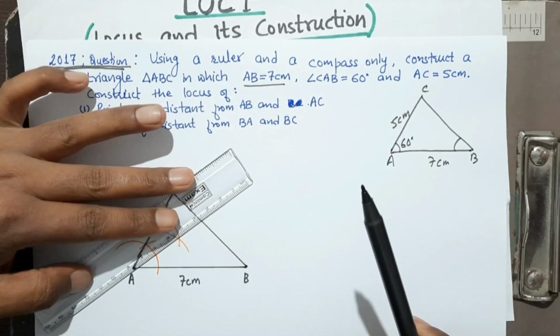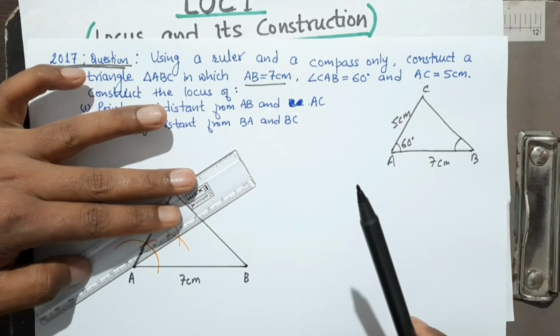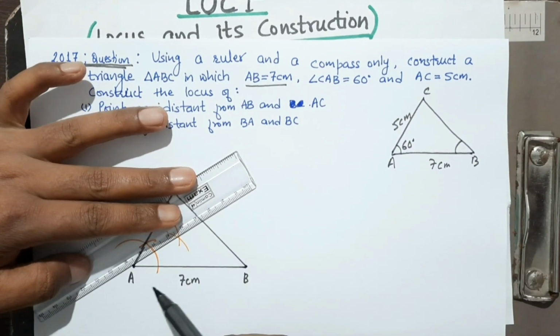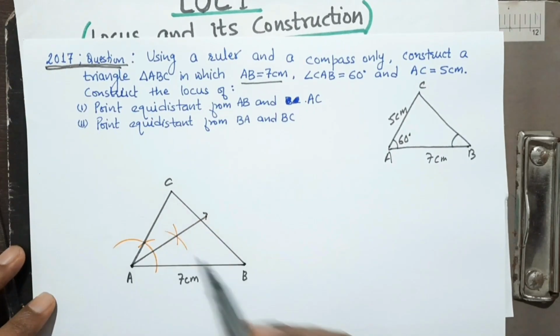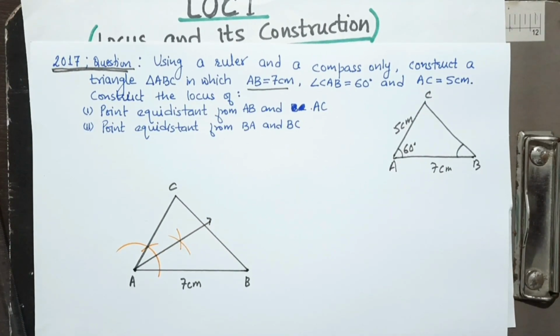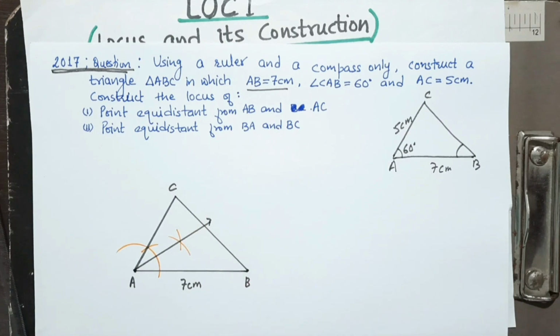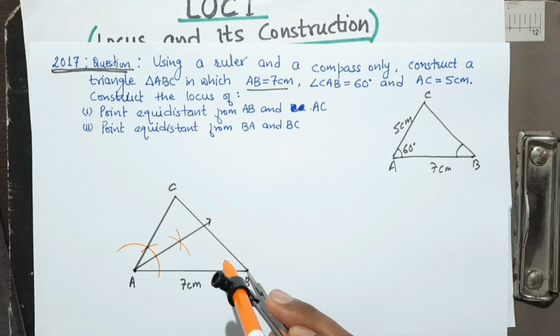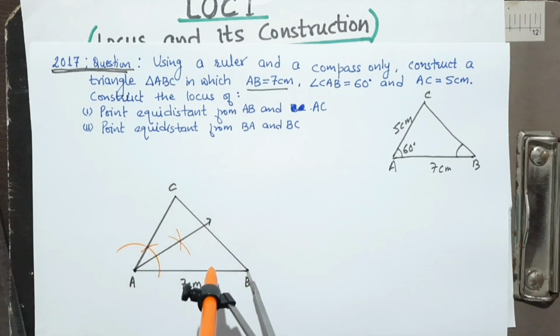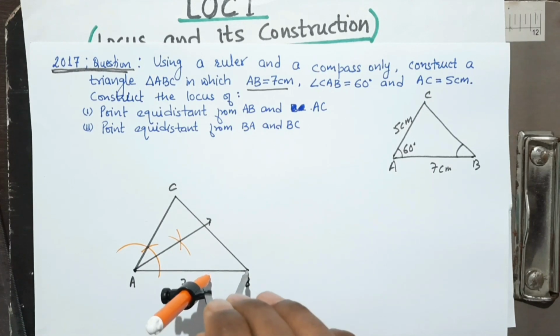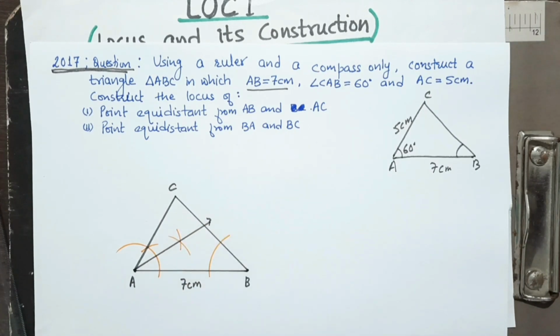So this is the first part, number 1. Now number 2 is the point equidistant from BA and BC. This is BA and BC, that means the angular bisector of angle B. The process is the same. First we will put our compass here and draw an arc to intersect both the arms of the angle. So this is our first part.